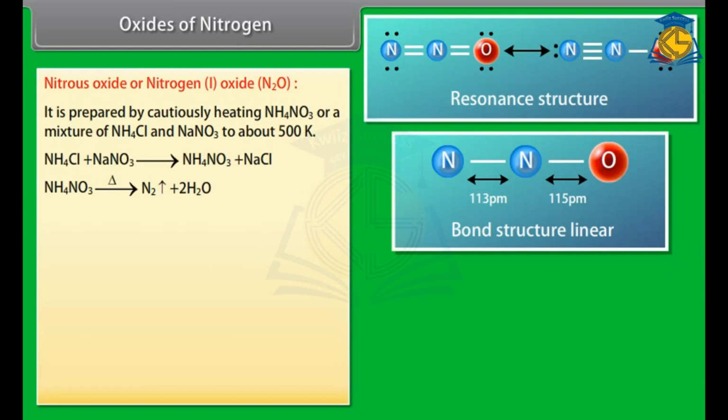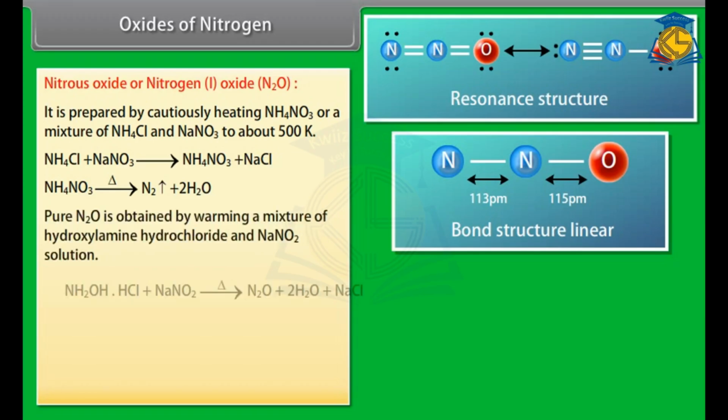It is prepared by cautiously heating NH4NO3 or a mixture of NH4Cl and NaNO3 to about 500 Kelvin. Pure N2O is obtained by warming a mixture of hydroxylamine hydrochloride and NaNO2 solution.